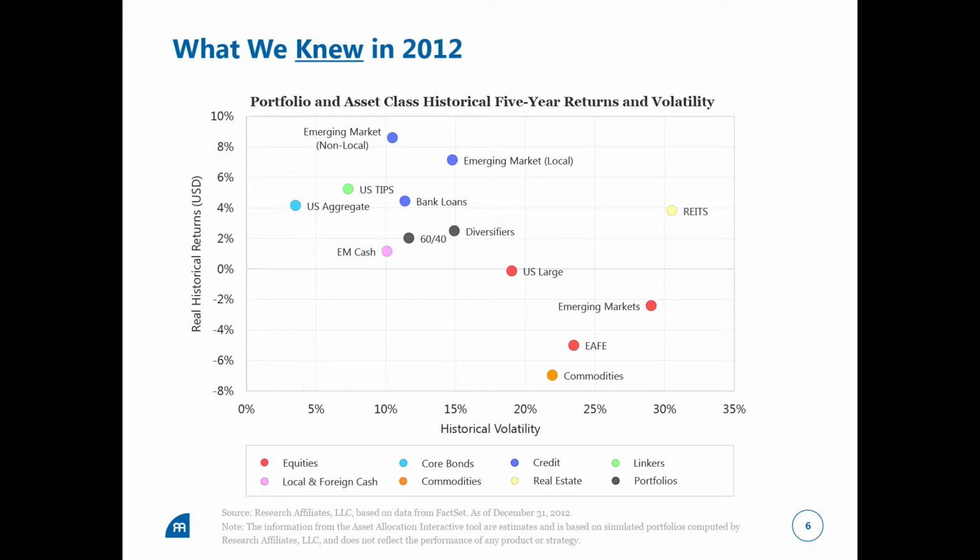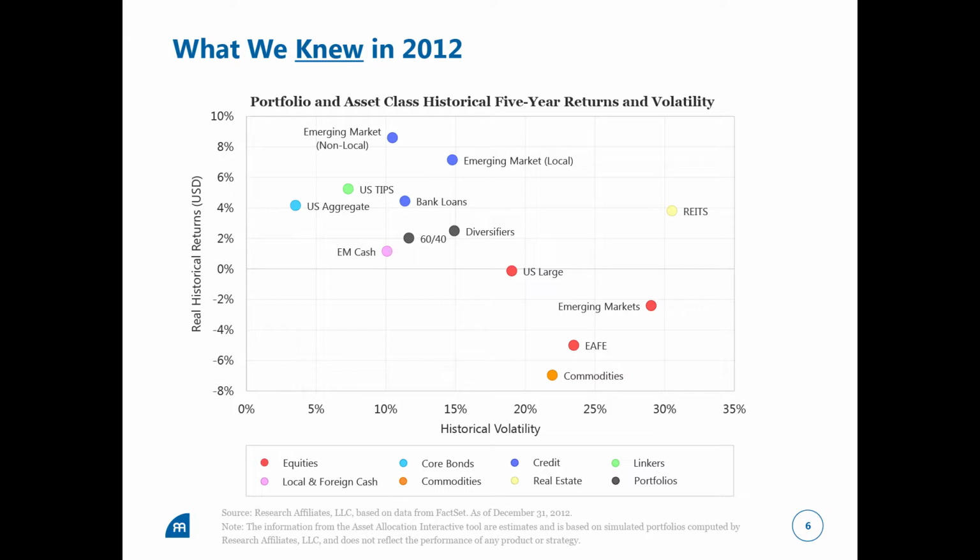So looking back at the last 5 years, many of these diversifying assets actually helped us during the global financial crisis and its aftermath. We see emerging market non-local bonds doing fairly well. We see TIPS and bank loans doing better than 60-40. And we see in aggregate, when we combine these diversifiers on an equally weighted basis, they gave a return slightly above 60-40 with a little bit more risk.